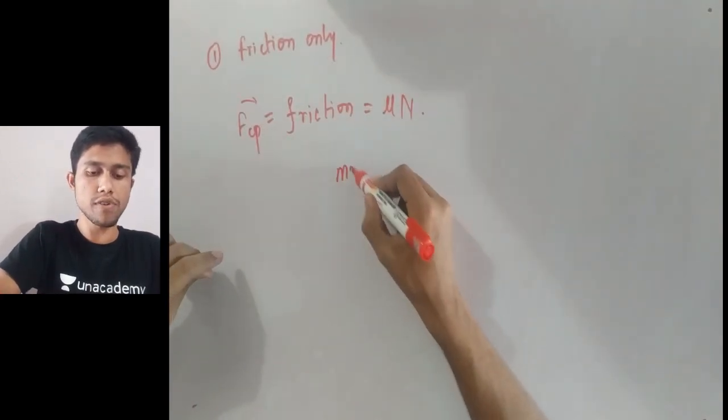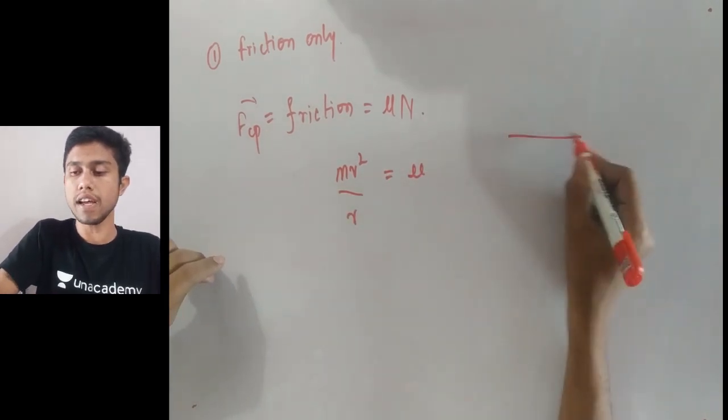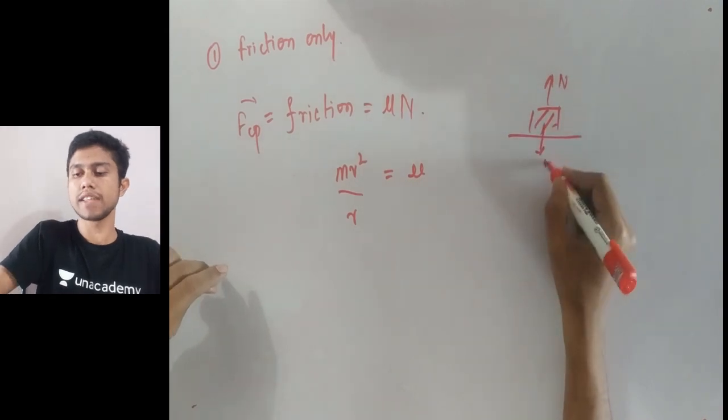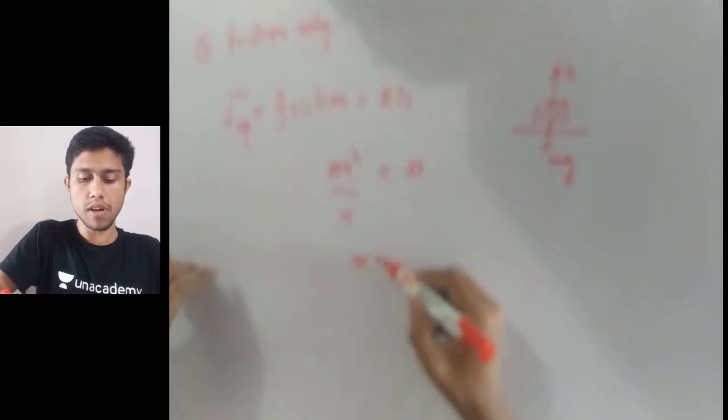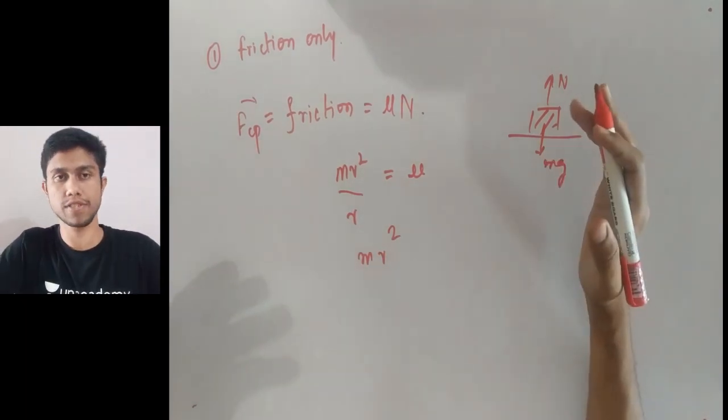So centripetal force is given by mv squared by r is equal to mu N. What is N? So this is a car, and this is the N. N is equal to mg. So mv squared by r equals mu mg. Can I write v as v max? Because I have taken a maximum friction.